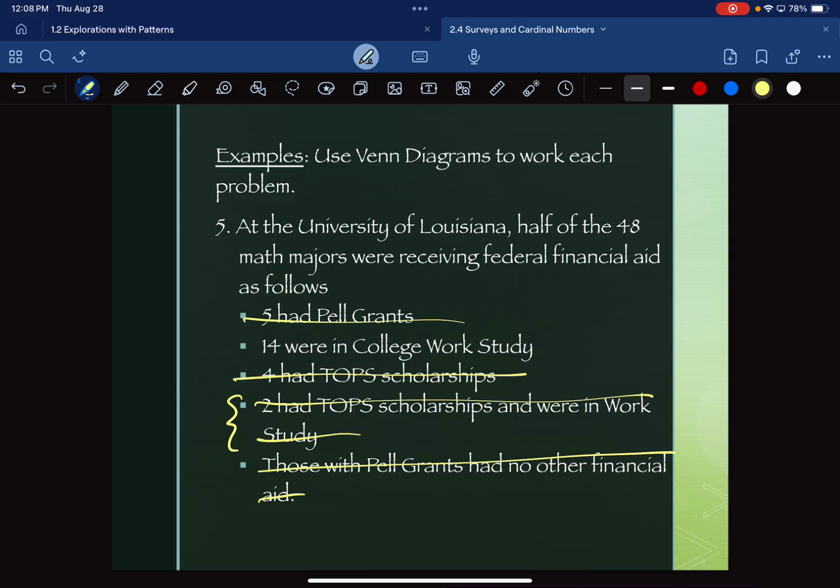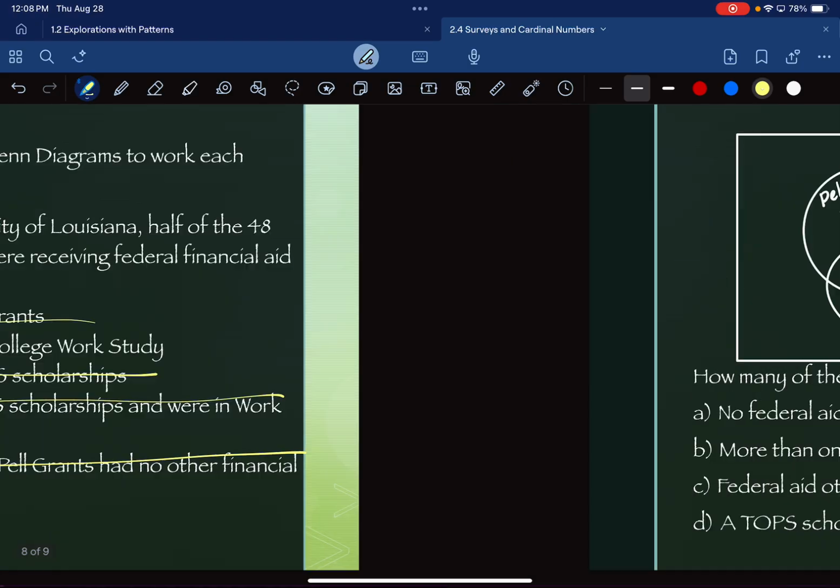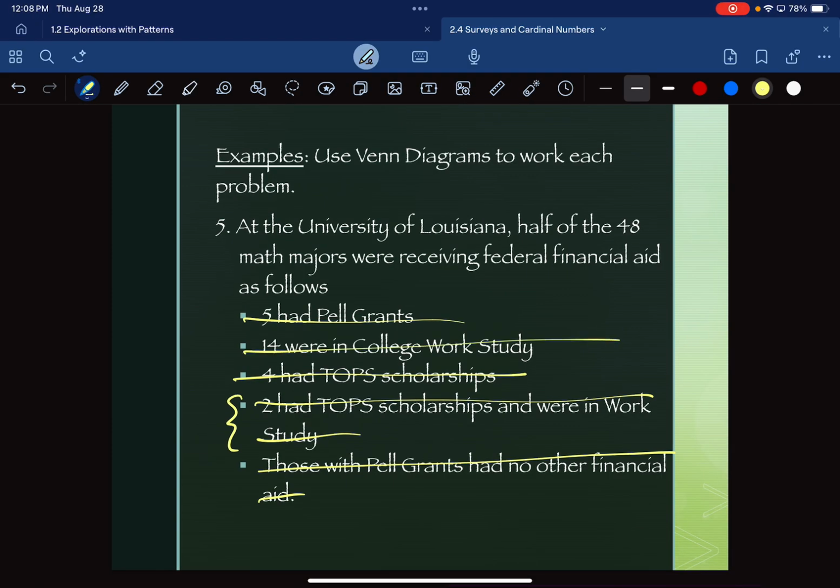All right, and then we've got 14 in college work study. There's already 2 in the outer, like, overlapping piece. So I need 12 more. 12 more, right? Yeah, 12 more here. Like this. Perfect. All right, what have I not done yet?